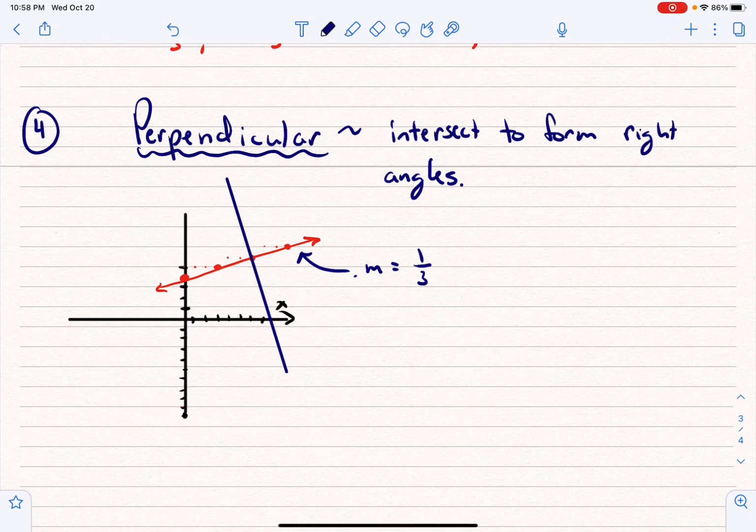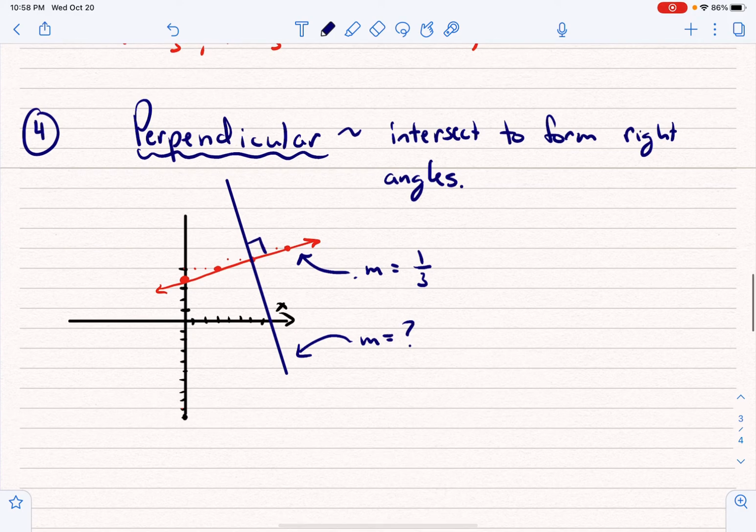What I want to do is ask, what's the slope of this one? Because the goal is that these are perpendicular lines. With parallel, we have the same slope, but with perpendicular, what do we notice? Well, real basic, I notice that this is a positive slope. It's going up. It's positive. And this one right here is going down. So if nothing else, it should be a negative slope.